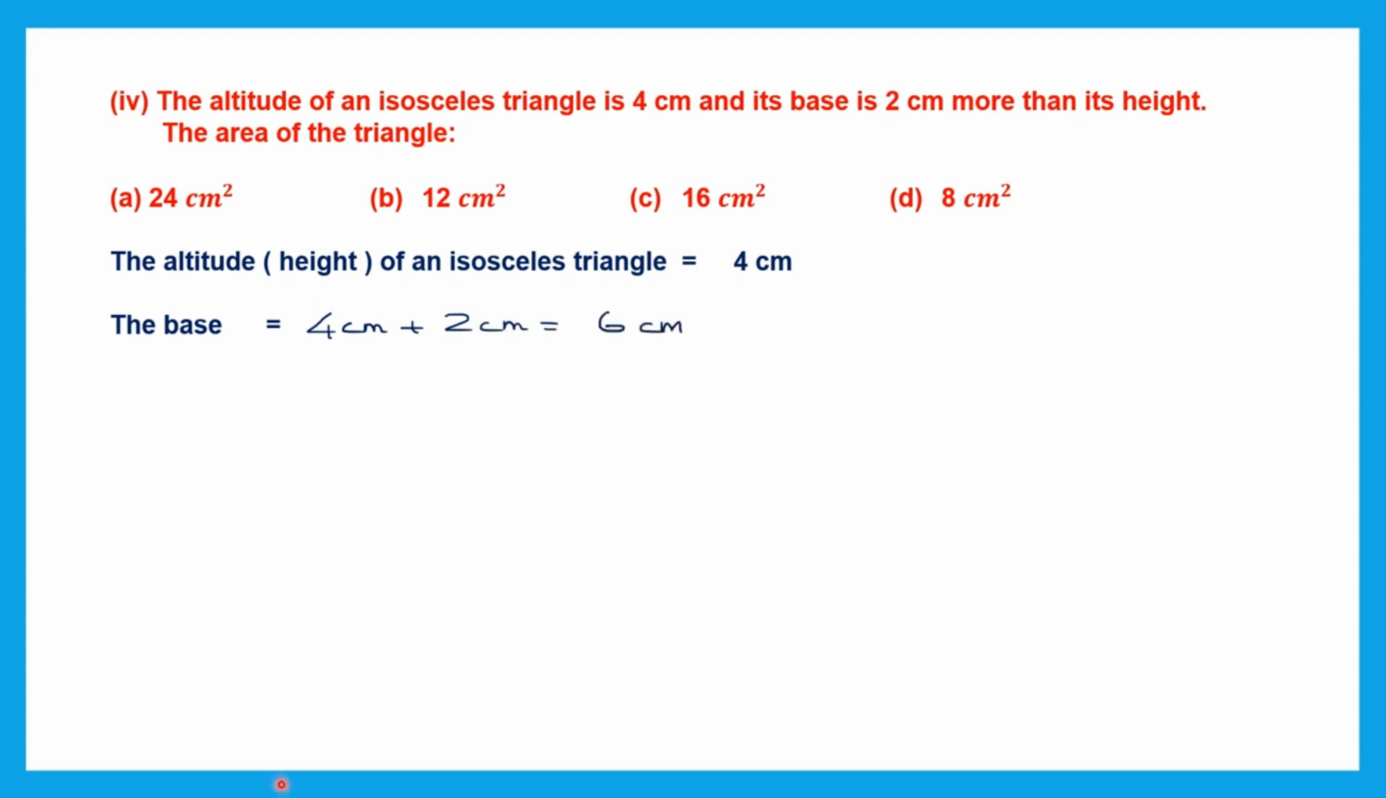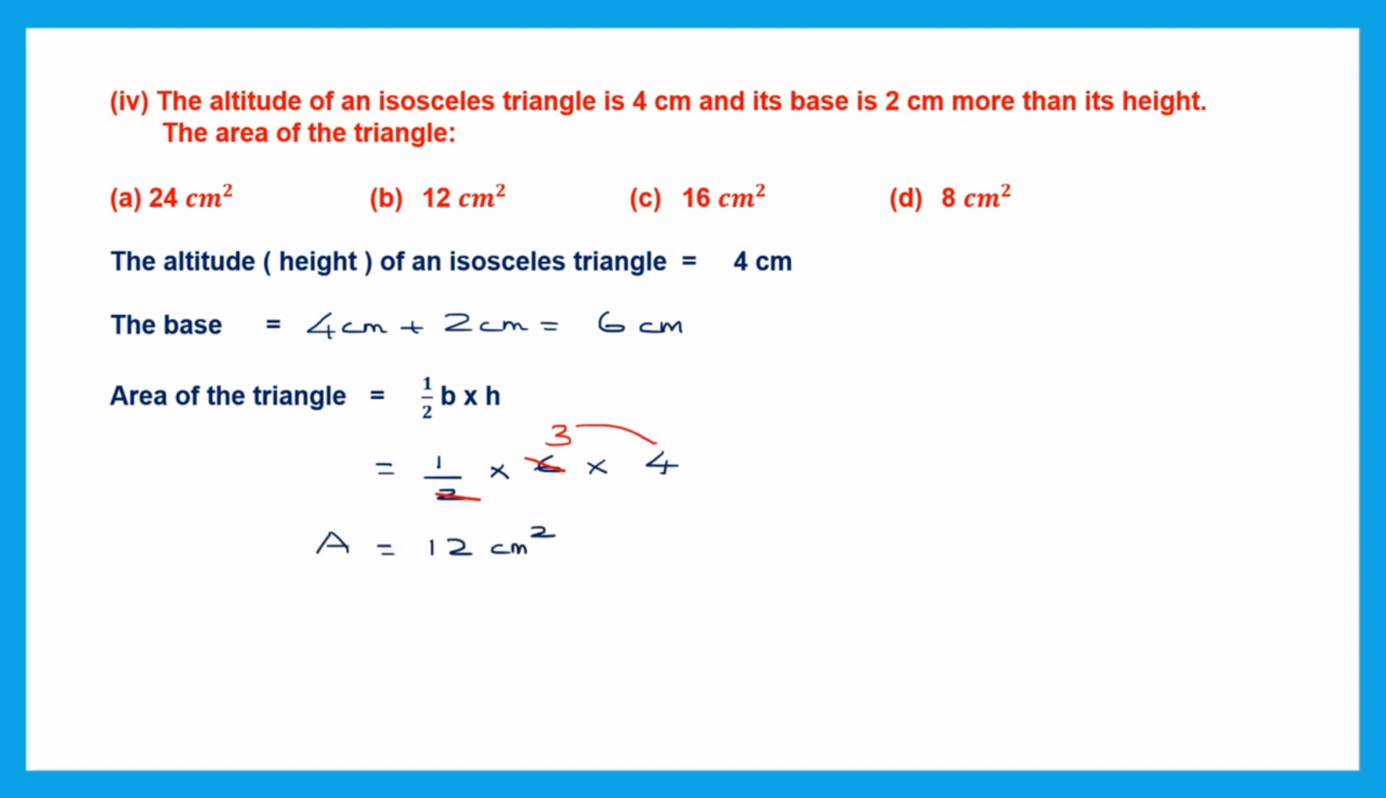Now that we know the base and the height, we can use the regular formula. Area of a triangle is half base into height. So here 1 by 2 into the base, and base is 6 centimeters, into the height, which is 4 centimeters. Now let's cancel. 2 3s are 6. Now multiply, 3 4s are 12. So the area of this triangle is 12 centimeter square. 12 centimeter square is our answer, and that is option B. So answer is option B, 12 centimeters square.